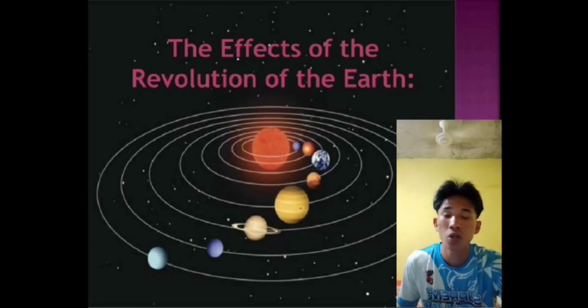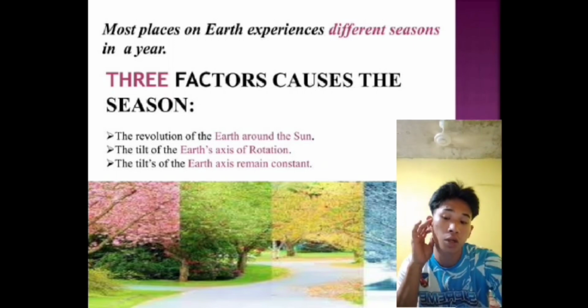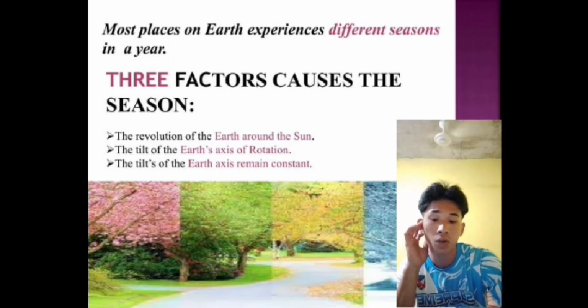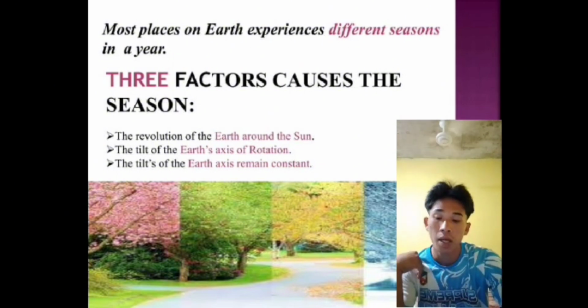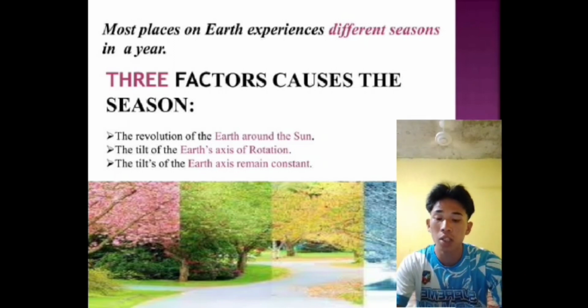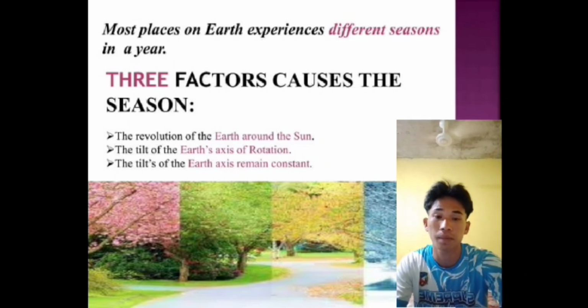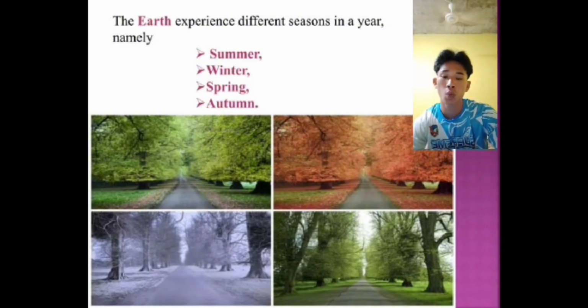The effect of revolution of the Earth. Most places on Earth experience different seasons in a year. There are three factors that cause the seasons: the revolution of the Earth around the Sun, the tilt of the Earth's axis of rotation, and the fact that the tilt of the Earth's axis remains constant. The Earth experiences different seasons in a year, which are summer, winter, spring, and autumn.